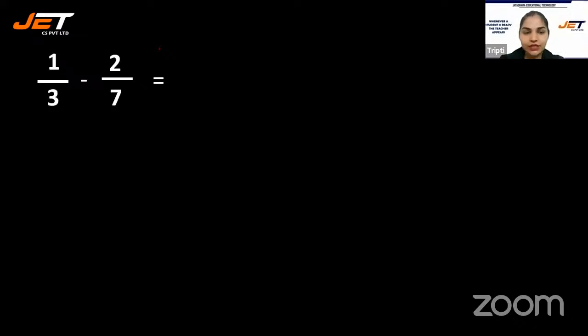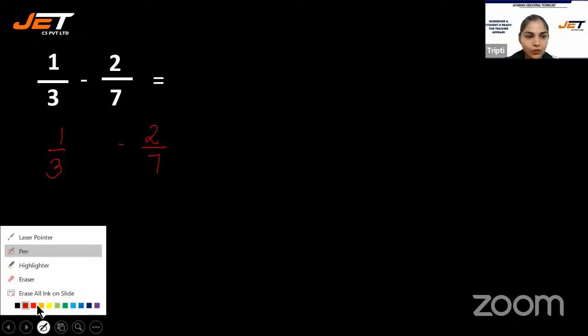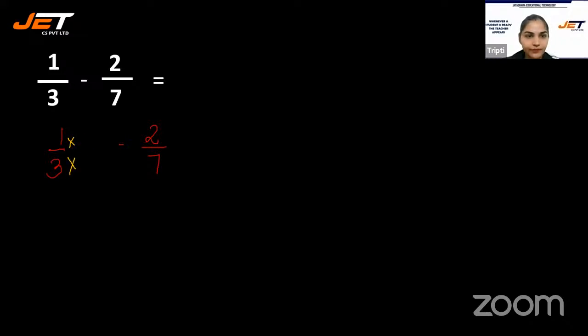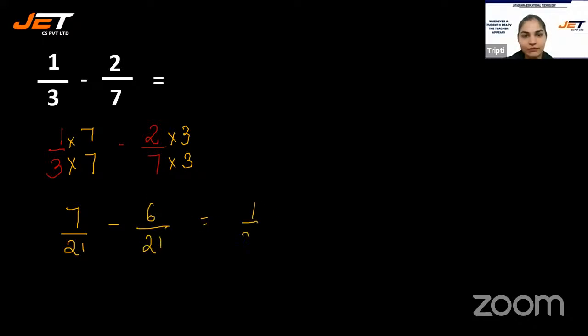So here again, making the denominator same. This is the fraction 1 by 3 minus 2 by 7. So here we have multiplying the denominator of the second fraction with the first fraction and the denominator of the first fraction with the second fraction. So 1 times 7 is 7, 3 times 7 is 21, minus 2 times 3 is 6, 7 times 3 is 21. So 7 minus 6 is 1 by 21. 21 minus 21 you will not do. The denominator will remain common, will remain same.